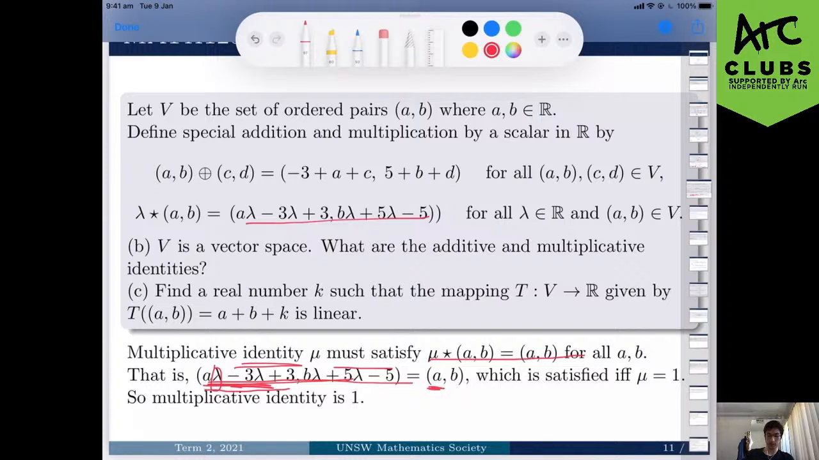A better proof of that would be: if mu equals 1, then this thing is true. And if mu is not 1, then we can just chuck in any vector as a counterexample. So we could just chuck in 0, 0, and then if lambda is not 1, it wouldn't work. So we require that. The only multiplicative identity is 1. Since it's a vector space, you can just say, if I found any multiplicative identity, it must be unique.